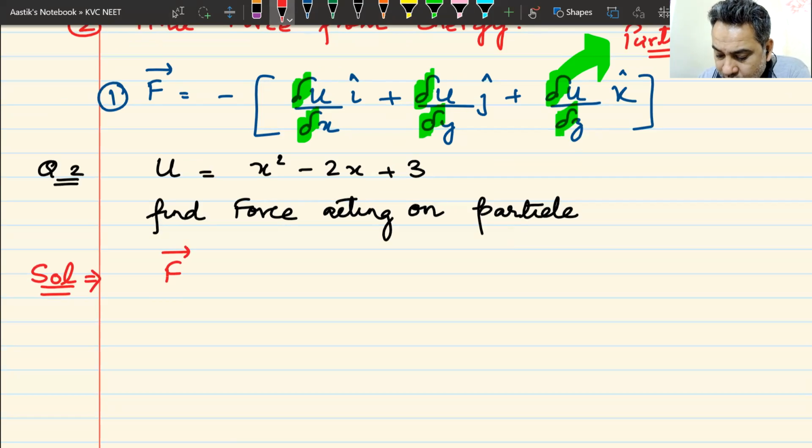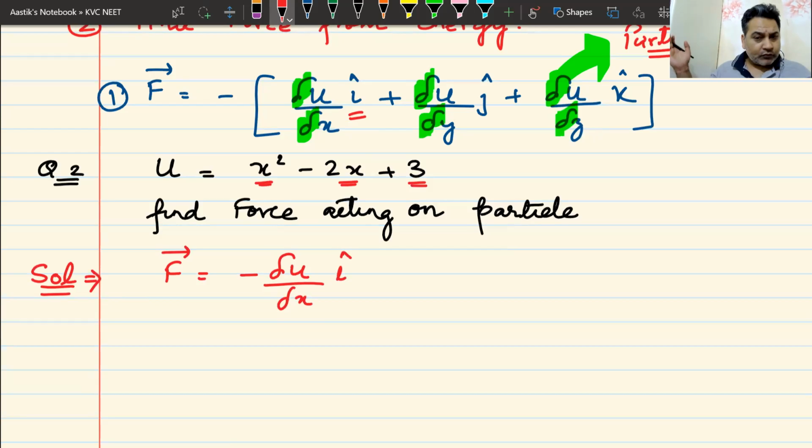F vector will be equal to minus del u by del x, and there's only i here because there is only x here. There is no y, don't have to worry about y. There is no z, don't have to worry about z. Am I clear? Can I have some raise hand that we understand this? From the class, from the online class, from the offline class, do I have some agreement here? Do I see agreement that I just need to find the derivative? Just need to find the derivative. That's it.